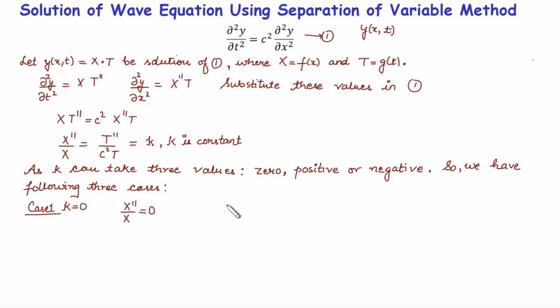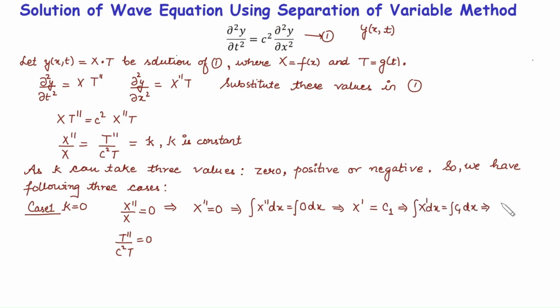On the other hand, the second order derivative of T divided by c square into T is equal to 0. Simplifying this, the second order derivative of X is equal to 0. Now integrate both sides with respect to x. So here we have the first order derivative of X is equal to 0 integrated, which is a constant, let's suppose c1. Again integrate both sides with respect to x.